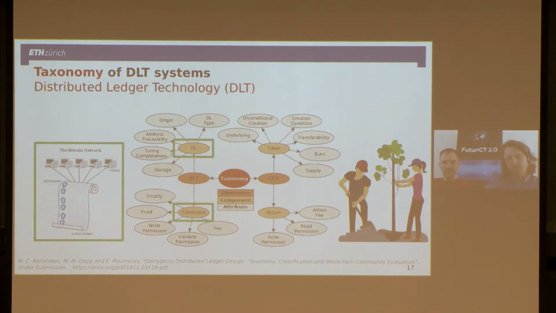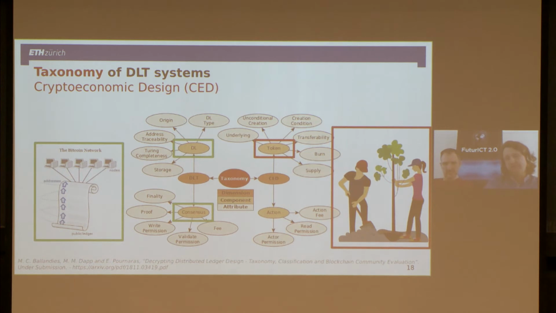And these 2 components, the distributed ledger and the consensus, make up this distributed ledger technology. But we also have the cryptoeconomic design part on the right. And in the end, if we want to incentivize actors to perform specific actions, these tokens need to be designed in a way that they are wanted. And the taxonomy can support analyzing these tokens in greater detail.